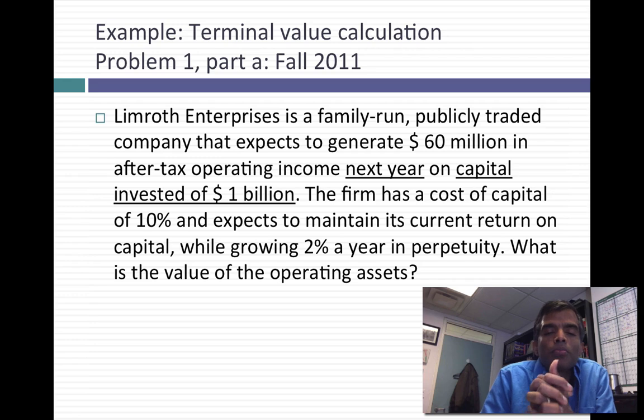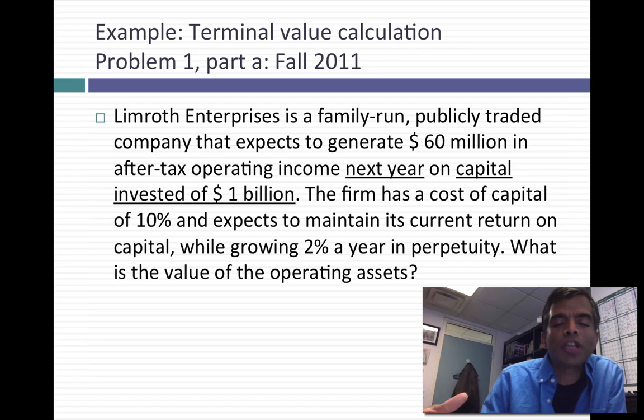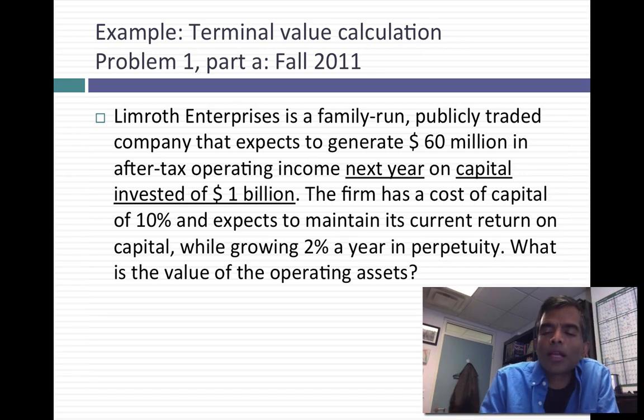This is a problem from the fall of 2011, but you can pretty much take any quiz and you will find a problem just like this one. This is a family-run, publicly traded company that expects to generate $60 million in after-tax operating income next year on capital invested of $1 billion. File that away. So I've told you how much after-tax operating income they have and how much capital invested. When we talk about capital invested, again, we're not talking about market value. We're talking about the book value of the capital invested.